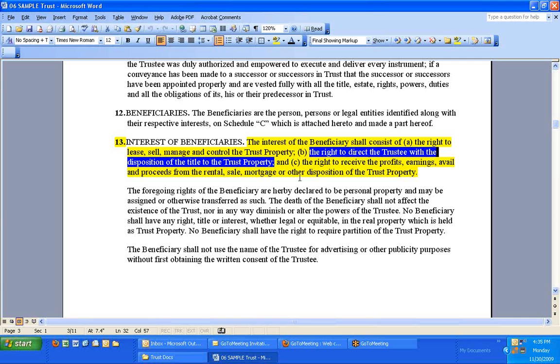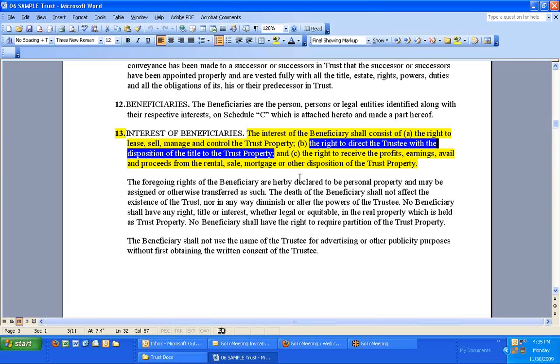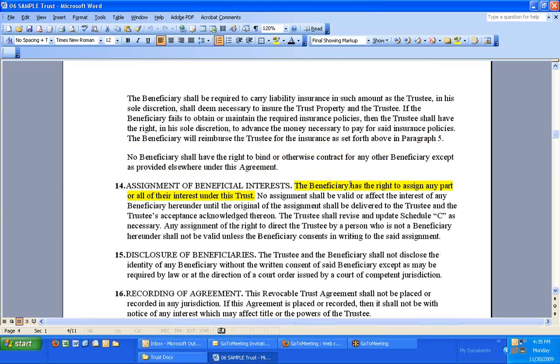Moving along, assignment of beneficial interests. It says the beneficiary, your homeowner, has the right to assign any part or all of their interest under this trust. And this is what happens at the very end, because when we put the money into the bank to pay off your client's mortgage, then the beneficiary, the homeowner, assigns their beneficial interest in that trust over to us in return for the dollars obviously paid to the bank.